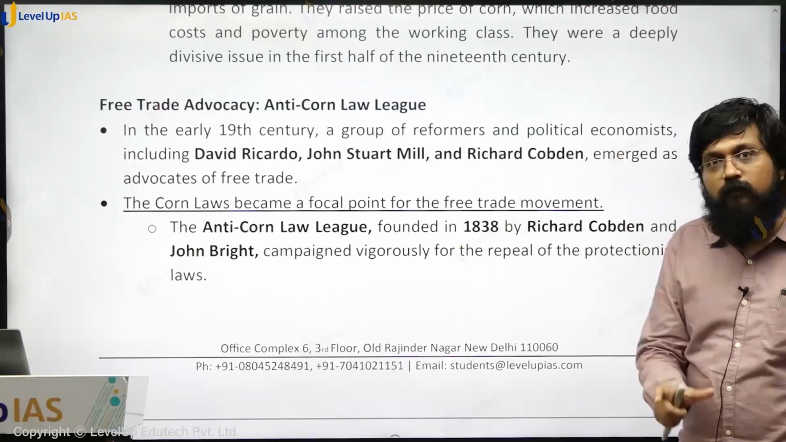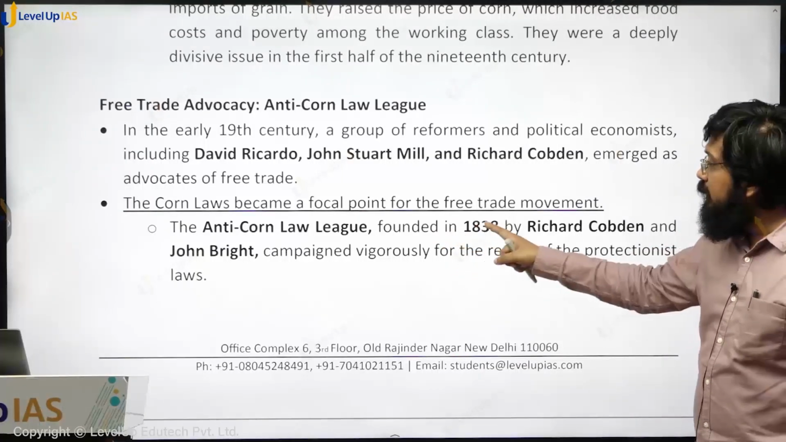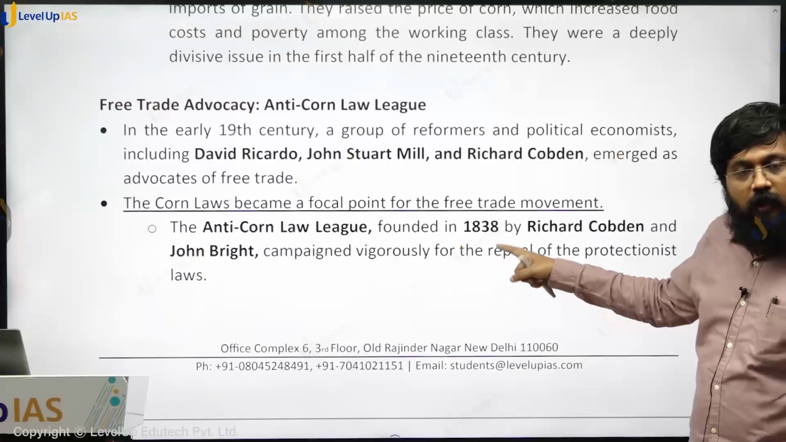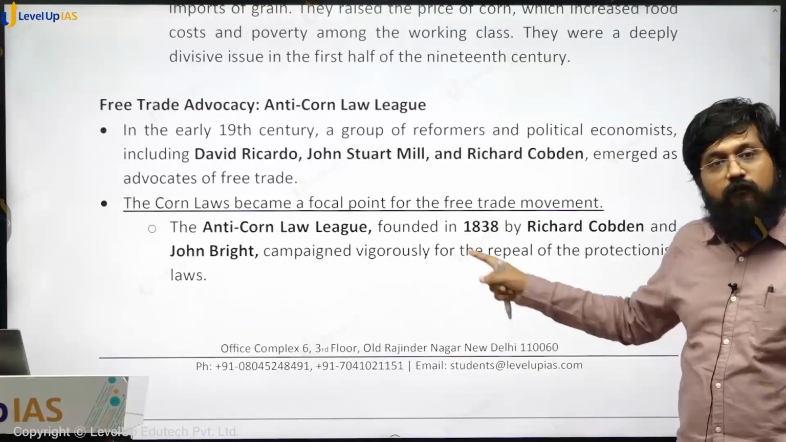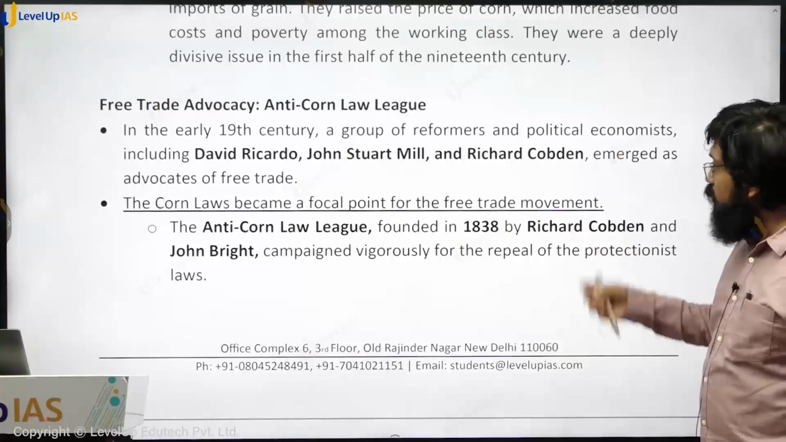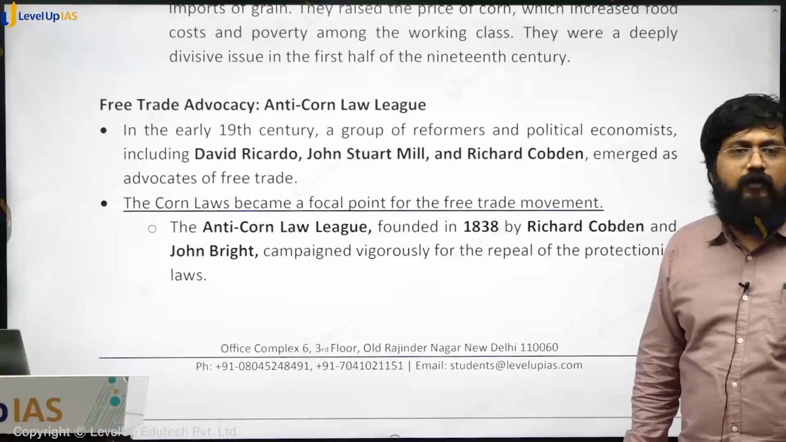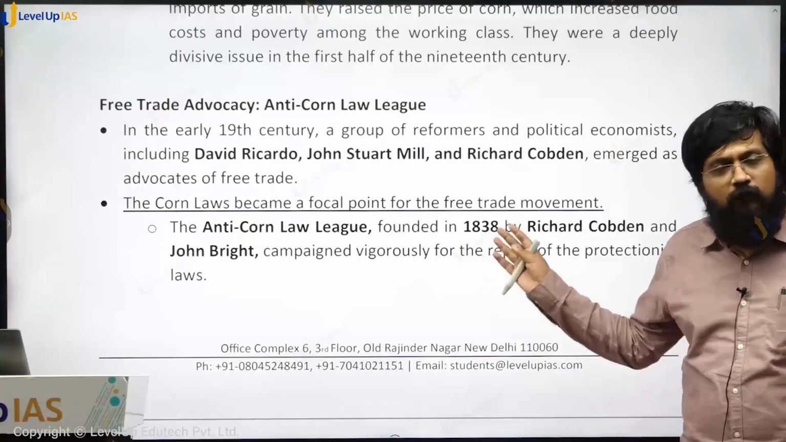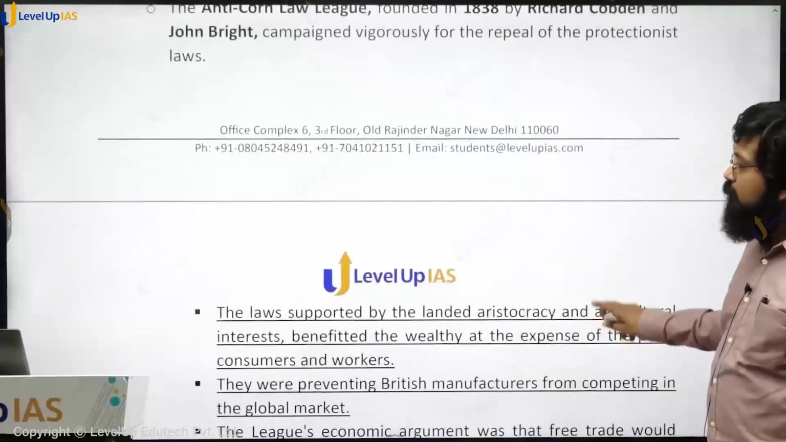That is why the UPSC question is also in the Corn Law context. The Anti-Corn Law League was founded in 1838, within 6 years of the passing of the Reform Act. Now the middle class has got some power. Now they are active. They are forming the Anti-Corn Law League, and the founders are Richard Cobden and John Bright. These two are extremely capable, vigorously campaigning, effective, and they have the capability of mobilizing public opinion. So they start the movement, the campaign.